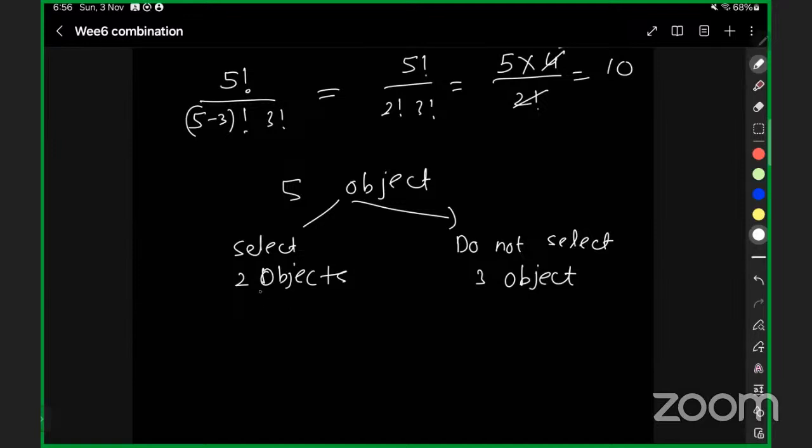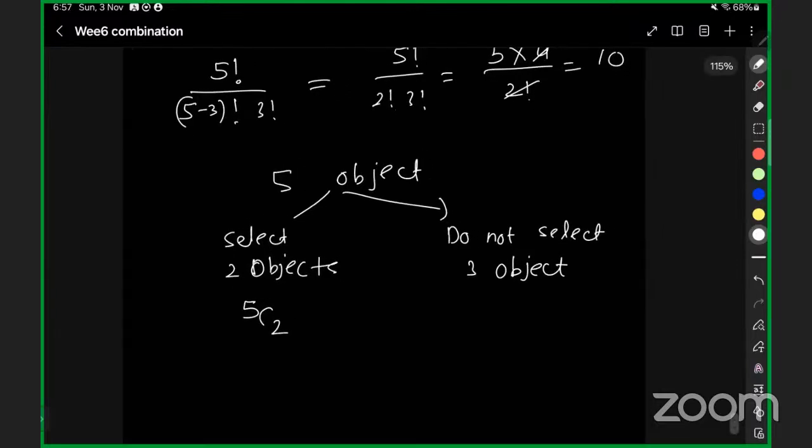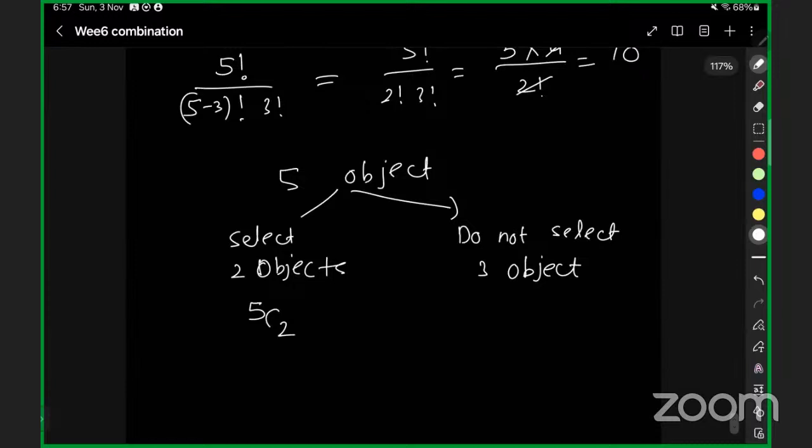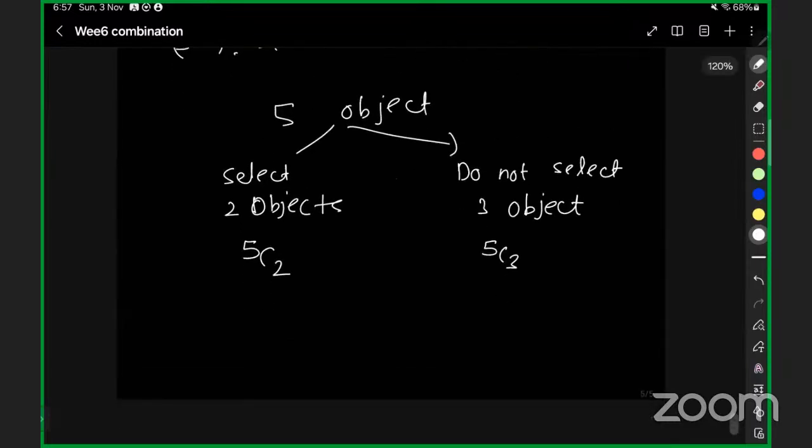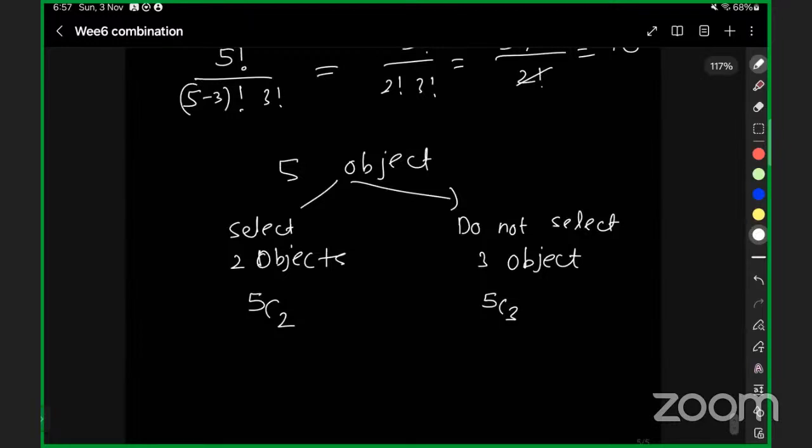So if we want to select 2 things, then I'll write 5C2, right? That's what I wanted to select. In this case, I don't want to select 3 things, so whatever these 3 things are, I'll not select them. This way you can write it.